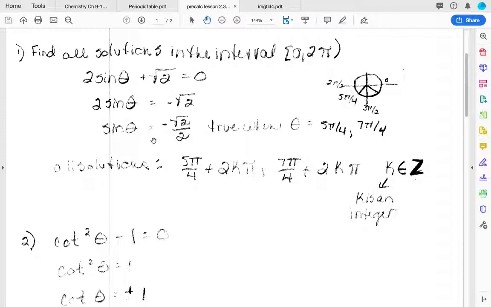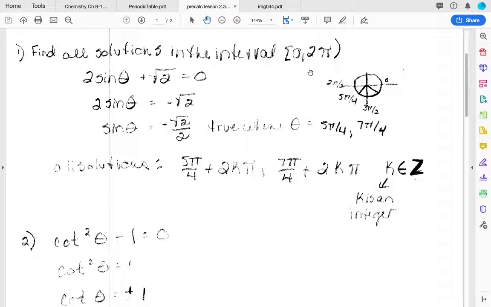Now, where is that true? We're looking on the interval 0 to 2 pi. So looking from 0 to 2 pi, I know that sine is negative square root of 2 over 2 at 5 pi over 4 and over here at 7 pi over 4. So those are my two answers that would fall between the interval 0 and 2 pi.